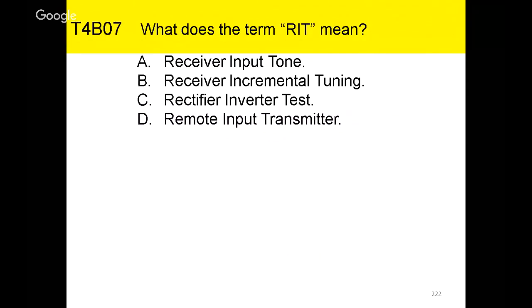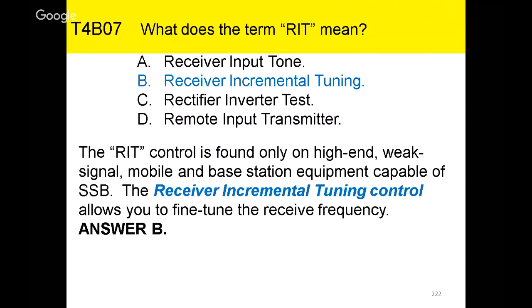What does the term RIT mean? Well, I think I already said that. It simply means receiver incremental tuning control. Answer is B.